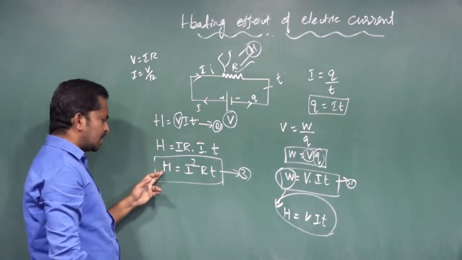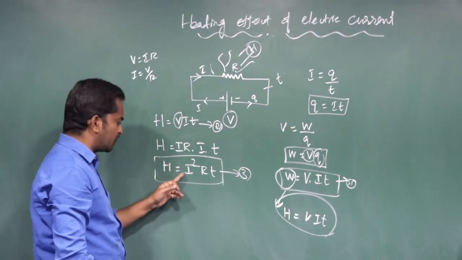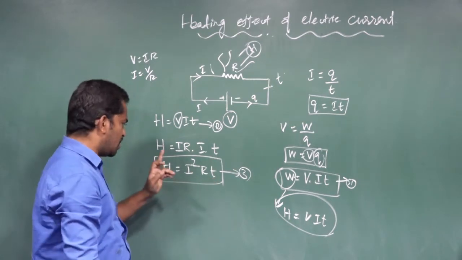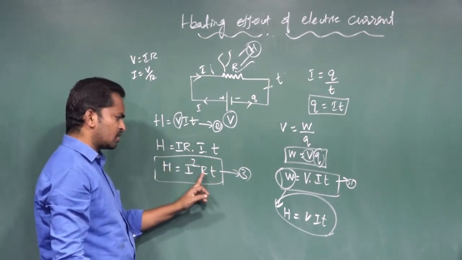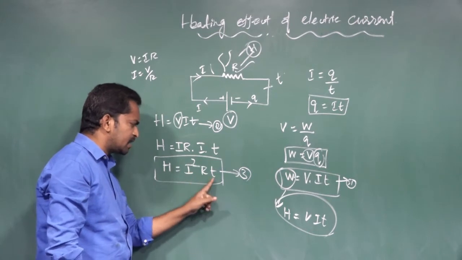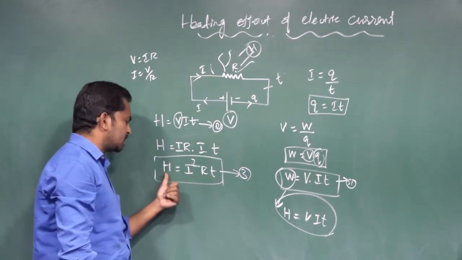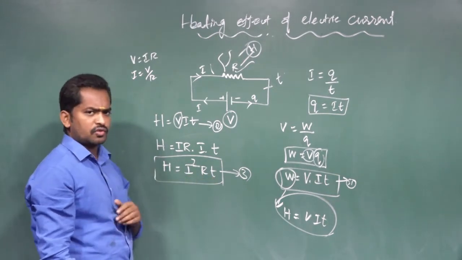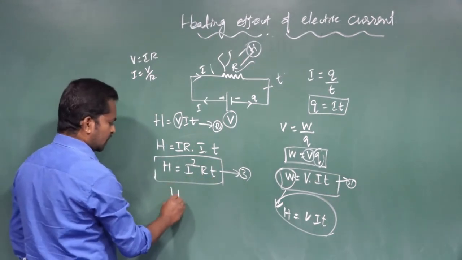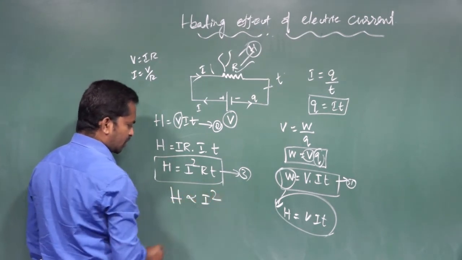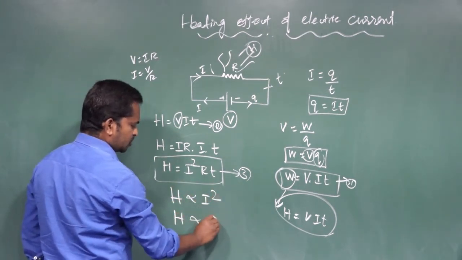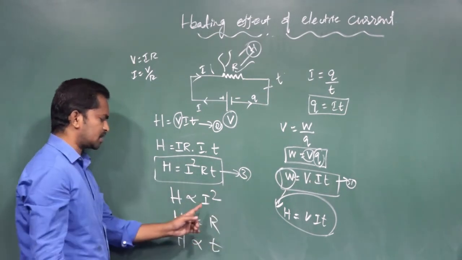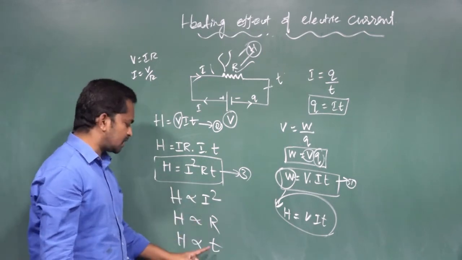See, heat energy is directly proportional to the square of current when resistance and time are constant. It is very important. Heat energy is directly proportional to resistance when current and time are constant. Heat energy is directly proportional to time when current and resistance are constant. It is a basic equation. So H is directly proportional to I square, H is directly proportional to resistance, H is directly proportional to time. This is the current law, this is the resistance law, this is the time law.